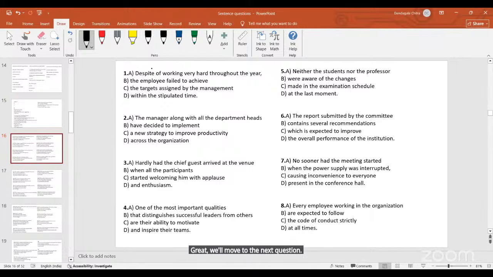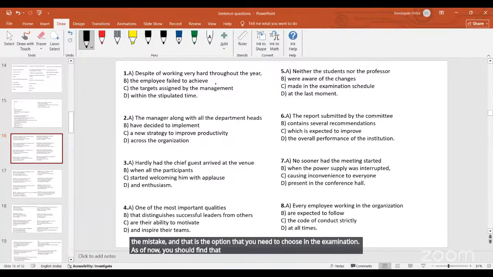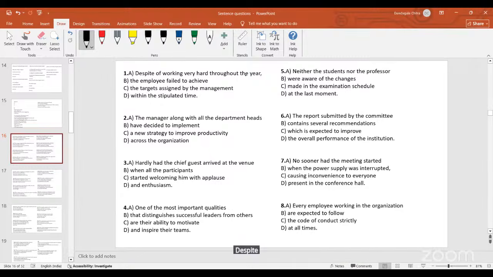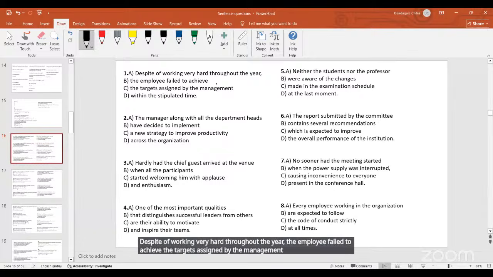Now MCQs, as you can see, A, B, C, D options, where one option has the mistake, and that is the option that you need to choose in the examination. As of now, you should find that option as well as tell me what the mistake is. Despite of working very hard throughout the year, the employee failed to achieve the targets assigned by the management within the stipulated time.